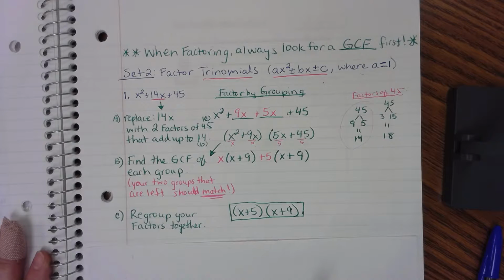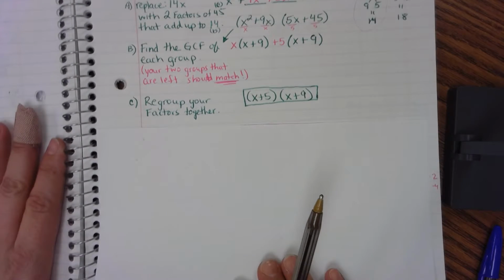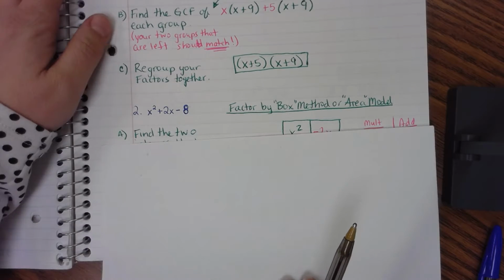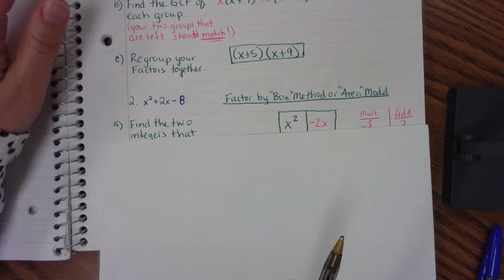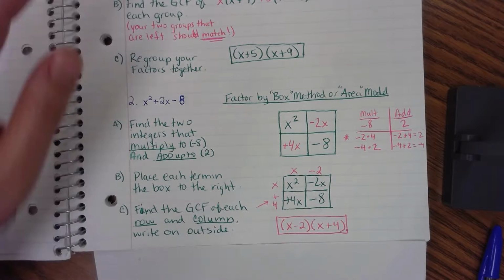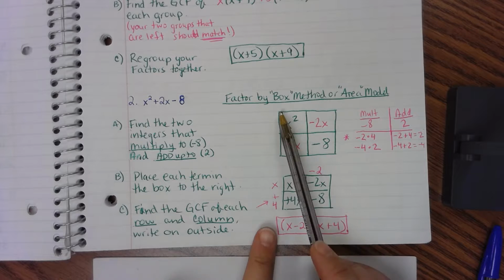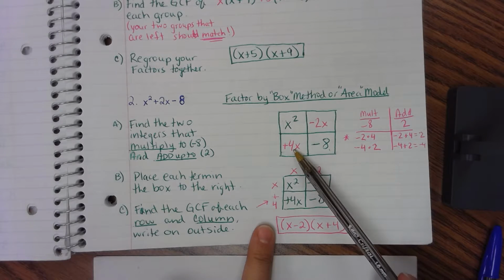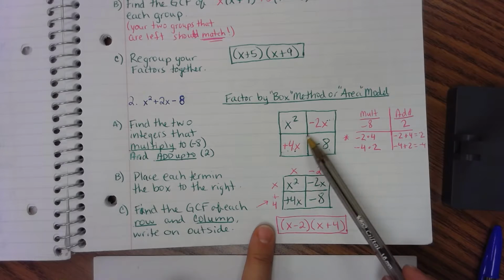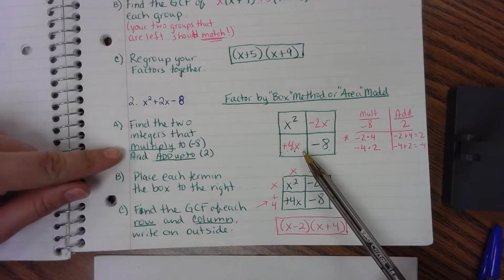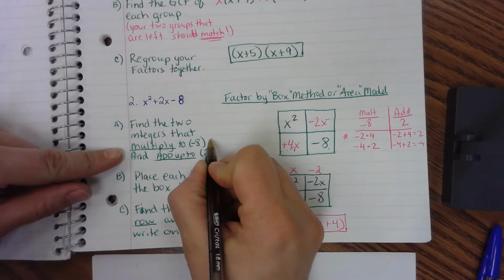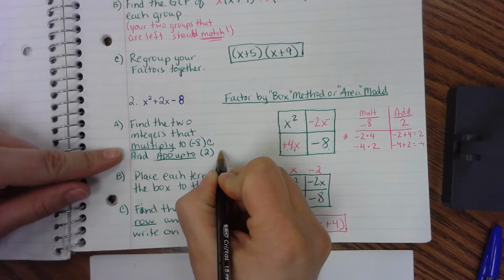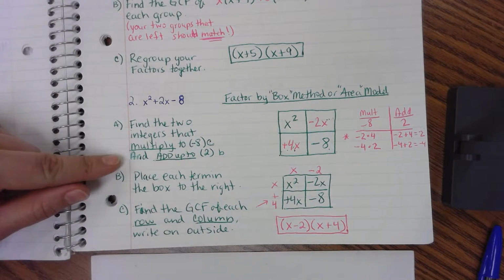Pause at any time. The second method is what some call the box or area model. It's very similar to the grouping method, but this time you're putting your trinomial in a box, replacing the middle two terms with the two numbers that multiply to give you the end value, which is c, and add up to give you the middle term, which is b.